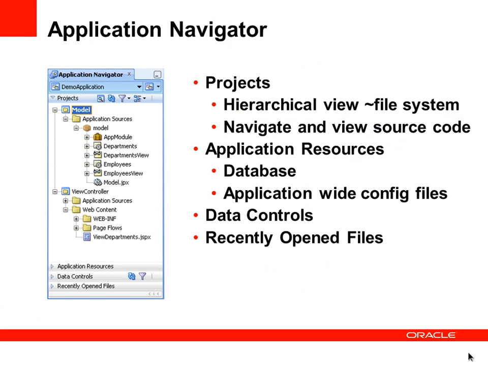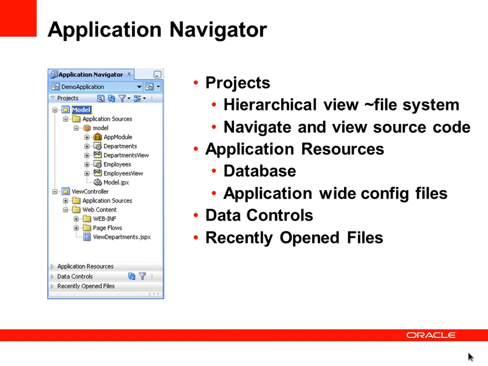The Application Navigator window is a hierarchical view onto the source code of your application. Essentially a file system-like view of all the files that make up your application that you'll be working with when you build your actual end product for your customers.